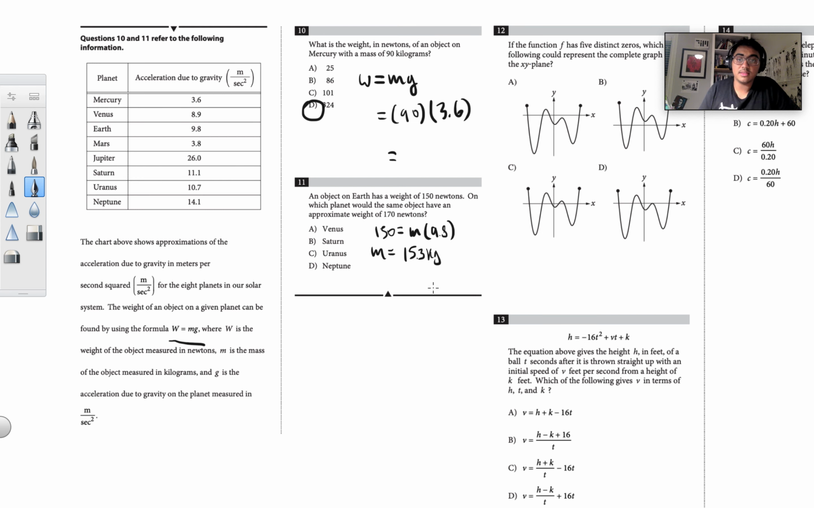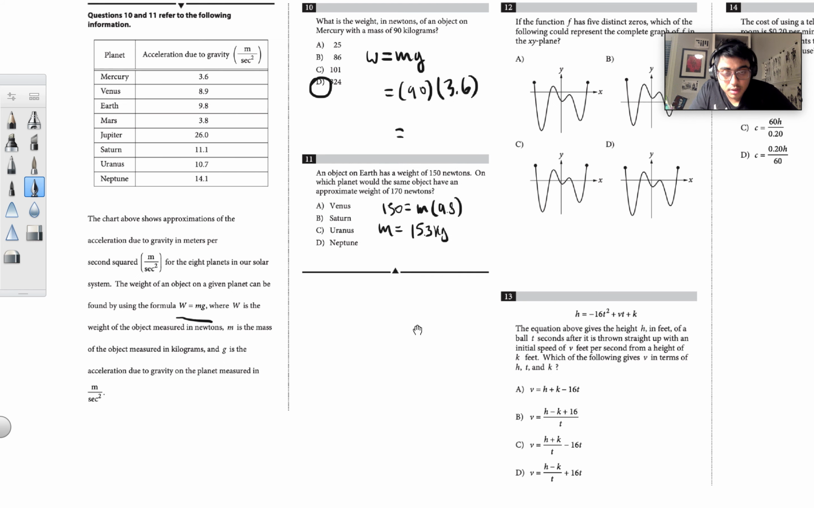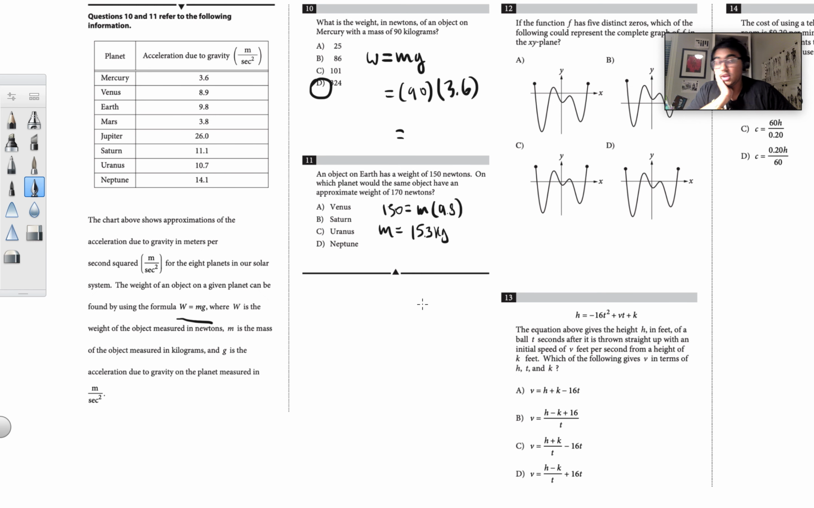Now we just have to plug this in to another instance of the equation to find the acceleration of gravity, because the acceleration due to gravity is the identifier for which planet it is. So let's figure out what g is. We know 170 is the weight. We know the mass. Now we just have to find g. Once we know g, we'll know which planet it is. So 170 divided by 15.3 is equal to 11.11. So it is Saturn.